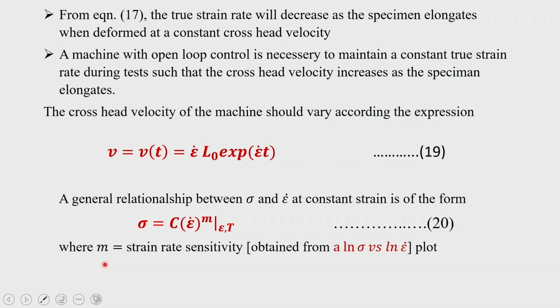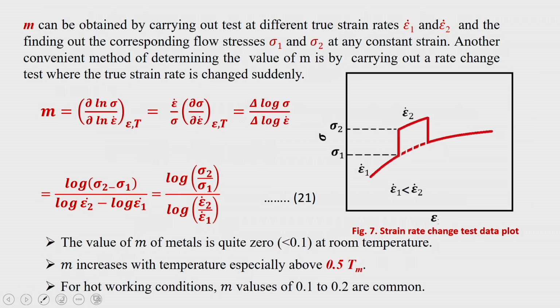So, you plot log sigma versus log epsilon dot for a constant strain value and at a constant temperature, and from that we can get m. m can be obtained by carrying out tests at different true strain rates epsilon dot 1 and epsilon dot 2 and finding the corresponding flow stress values sigma 1 and sigma 2 at any constant strain and constant temperature. This takes a lot of time, especially when you are carrying out a test at a very slow strain rate, since one test itself will take a lot of time.